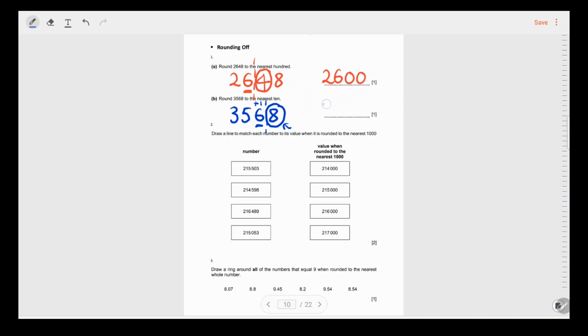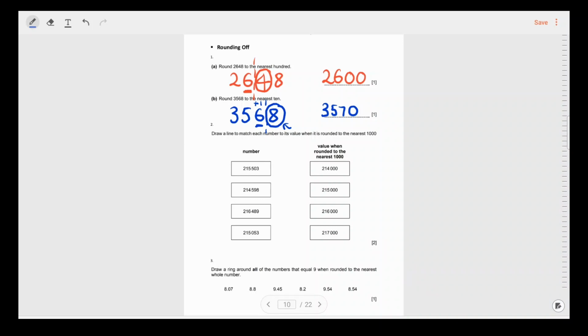So here then it's 357 before the dotted line. And then remember we need to put a 0 to replace the numbers after the dotted line. So in this case we add 1 0. So it's basically saying that 68 is closer to 70 than 60.